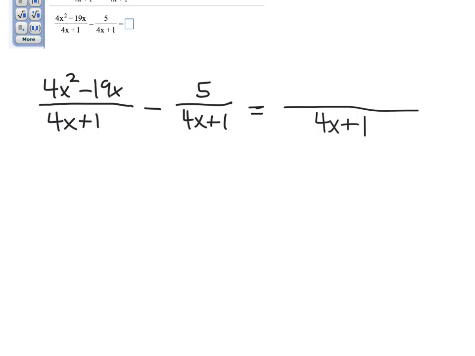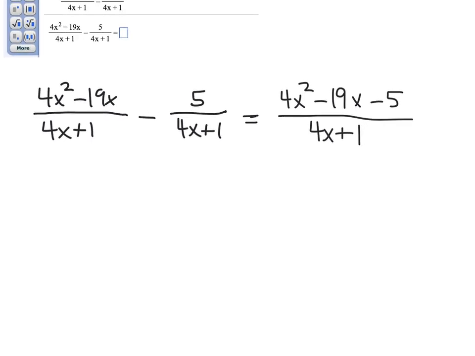This is going to be 4x squared minus 19x minus 5. And now what we need to do is see if we can factor this numerator to see if anything cancels. So 4x squared minus 19x minus 5. I've got to memorize that, and I'm going to go over here. So I've got 4x squared minus 19x minus 5.